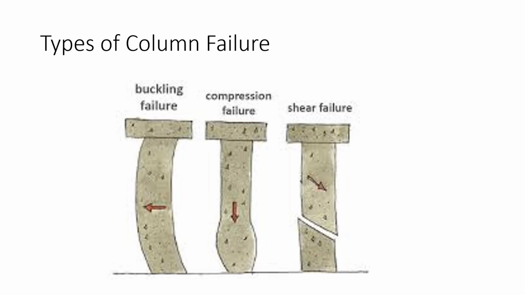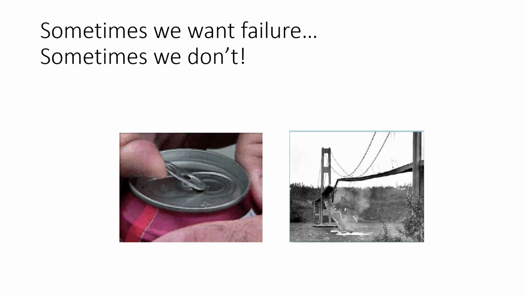A couple of things I want to point out before we finish is that not all failure is bad. Sometimes we design something to fail, such as this soda can. We want the pop top to come off. Also, there are many different types of failure mechanisms, and we are only touching on a few. In real applications, most objects are subjected to a variety of loads, and so failure can be from a combination of these different loadings rather than from just one type of loading.